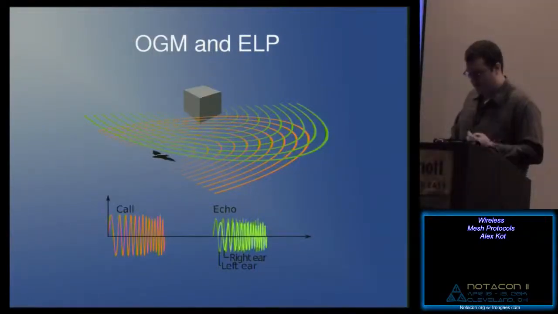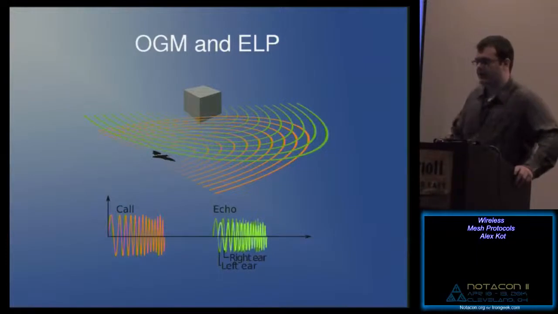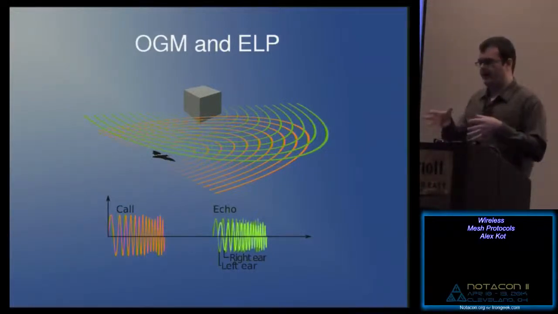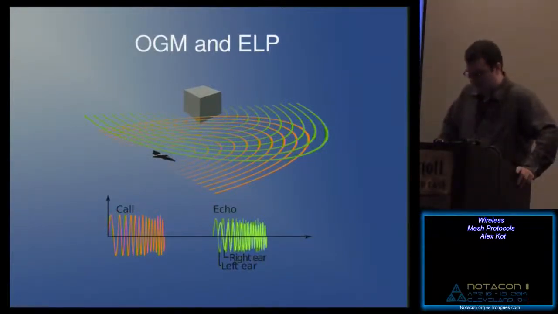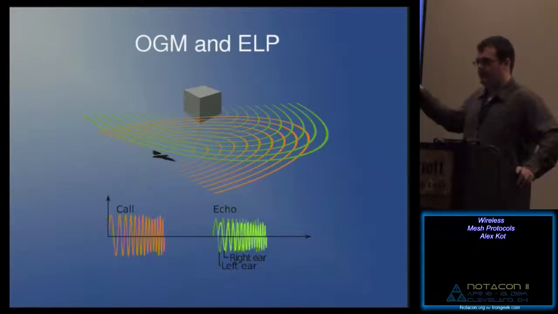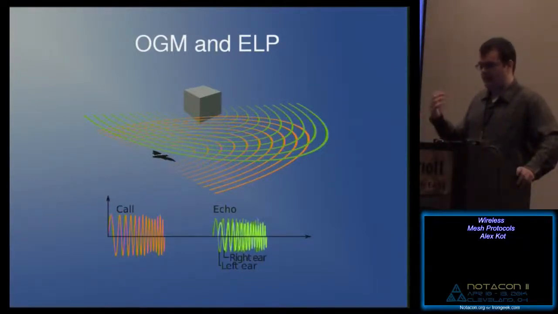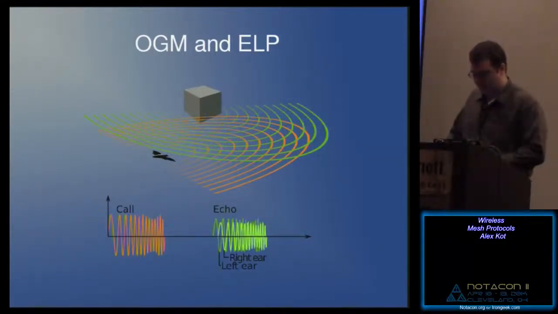OGM is the originator message, which, like I said, is the overhead of that packet, containing all the routing information, like the link quality of the device it's communicating with. When it reaches the other device and sees that, it requests back an ELP, echo location protocol, to incorporate: okay, this is where my best routes are, this is the signal quality of my neighbor, and this is the best approach to take that data to the next level.